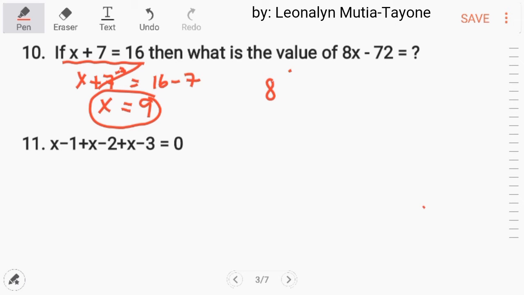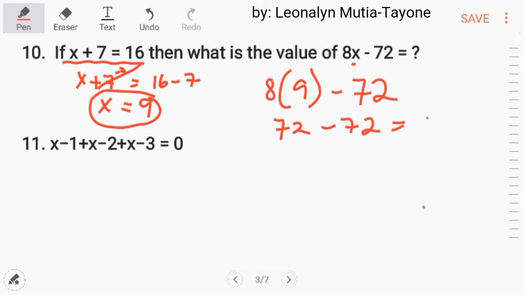So, 8x is equals to 8 times 9 minus 72. Then, 8 times 9 equals 72, minus 72, that is 0. So, ang answer dito ay 0.